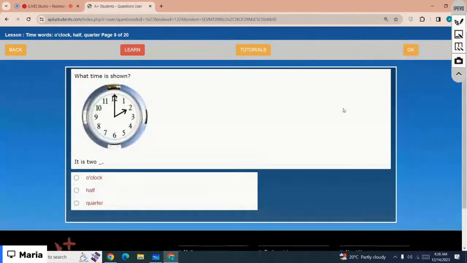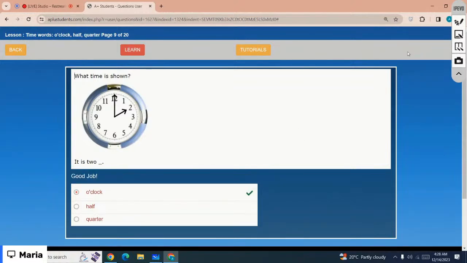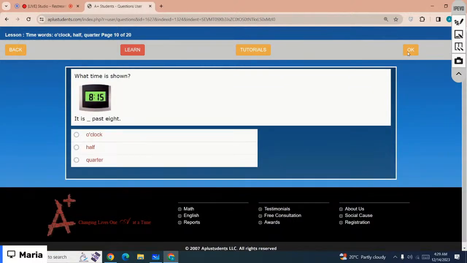Okay, what time is shown? Which is the correct option? Yes, that is 2 o'clock. What time is shown? Which is the correct option? That is quarter past 8, right? The correct option is quarter past 8.